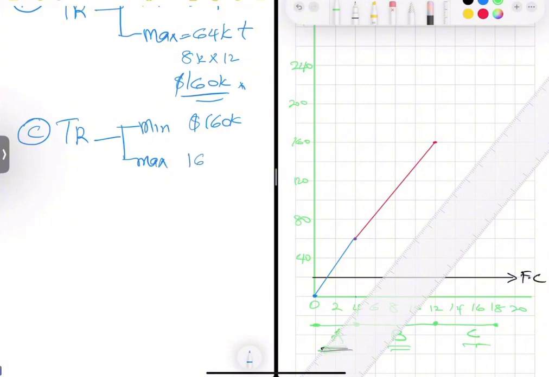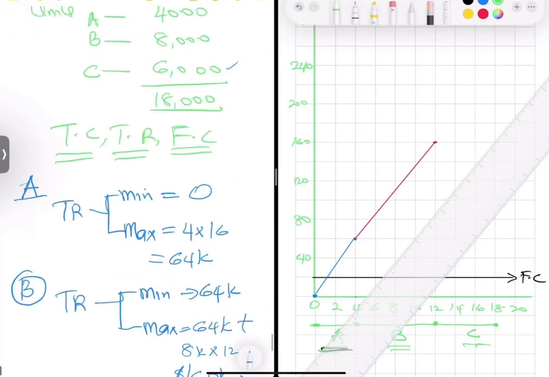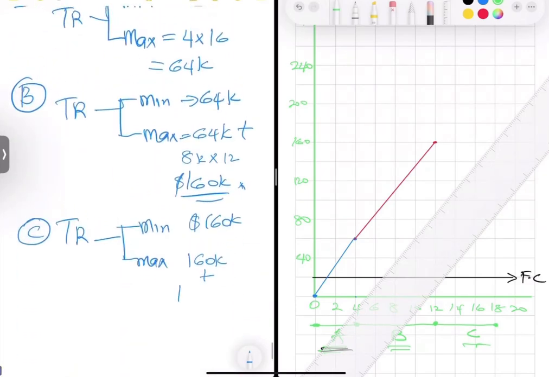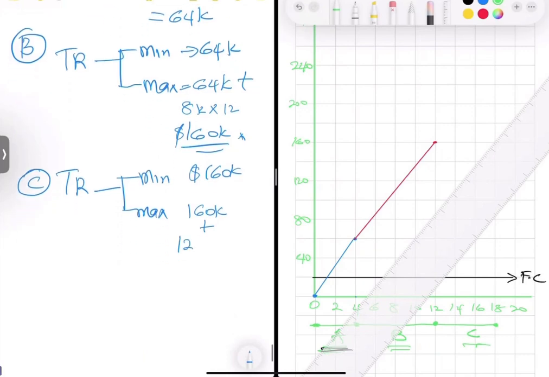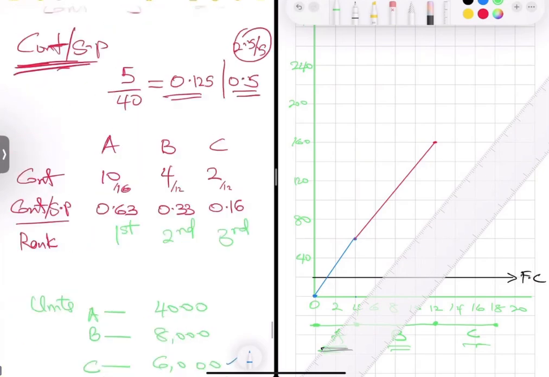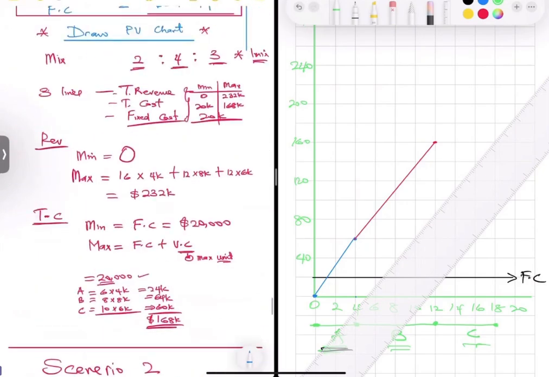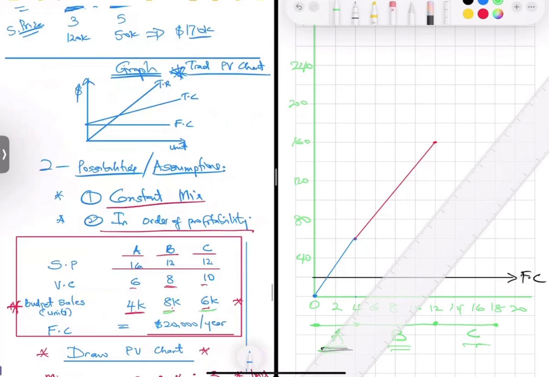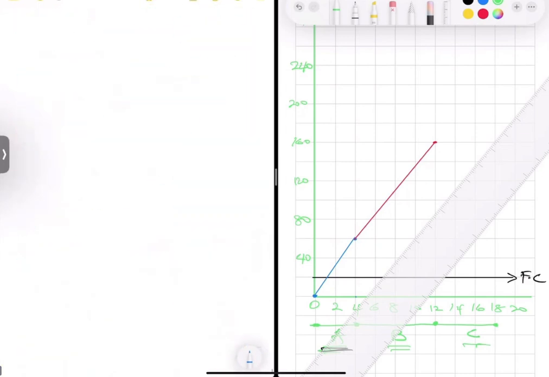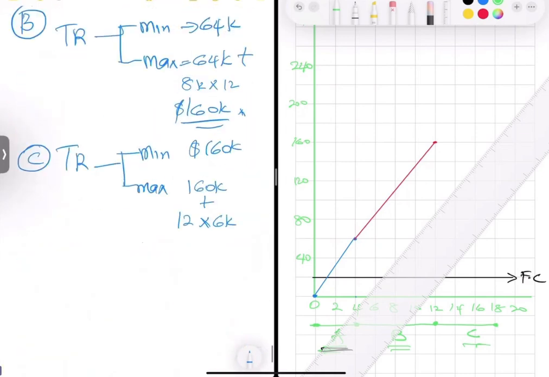So the 160K that we already have at the minimum plus $12 multiplied by 6,000 units. Yeah, because we're selling 6K units of C, right? Let's just quickly check. Yes, 6K. So what's the total? What's the maximum revenue for C?